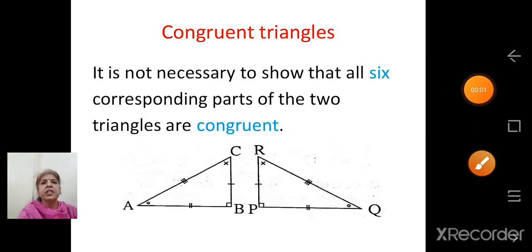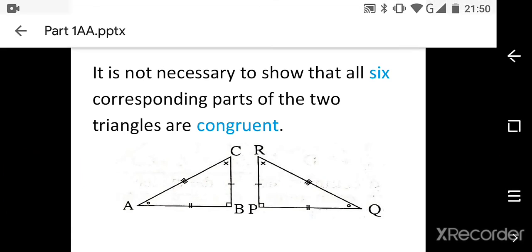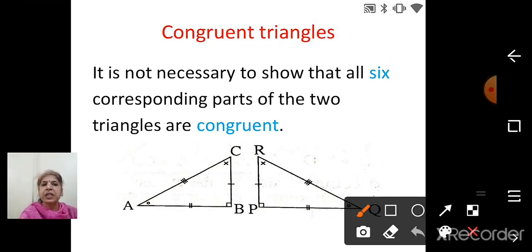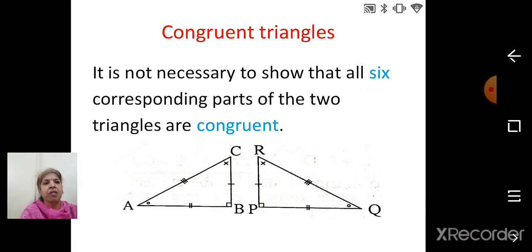Now for congruent triangles, it is not necessary to show that all 6 corresponding parts of the 2 triangles are congruent. Which are the 6 corresponding parts we have seen? 3 angles and 3 sides. So it comes to 6. 6 corresponding parts should be congruent. Then the 2 triangles are congruent. But it is not necessary to show that all 6 corresponding parts of the 2 triangles are congruent.